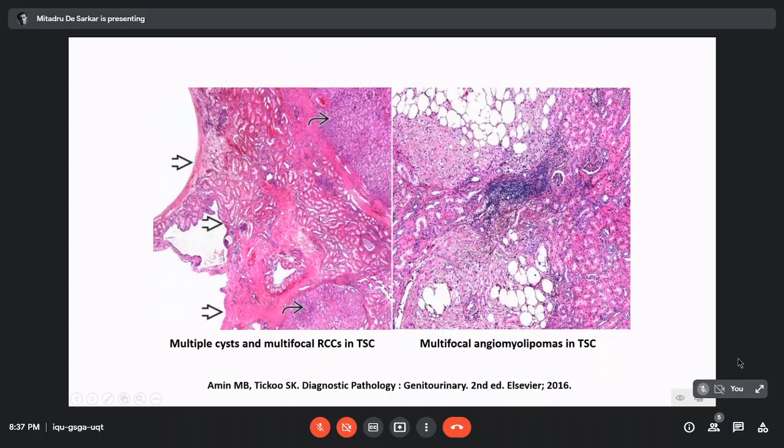As I have already said, many of these kidneys will actually come to you not because of the cyst, but because the patient has had an AML or sometimes, uncommonly, even RCCs. So towards the left, you have this RCC element, and over here you are seeing the AML component. You have the fat and the spindle cells, smooth muscle cells, and also the vasculature from which these spindle cells are striking out.